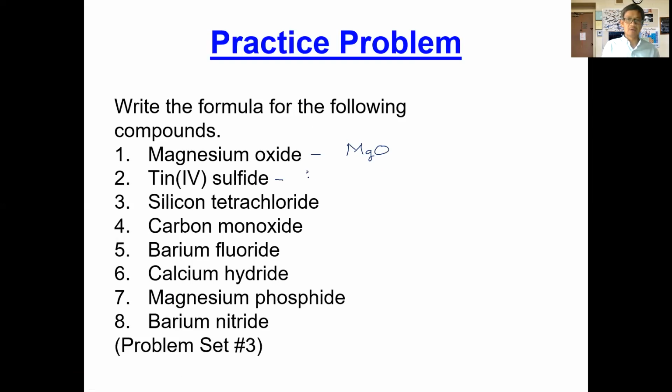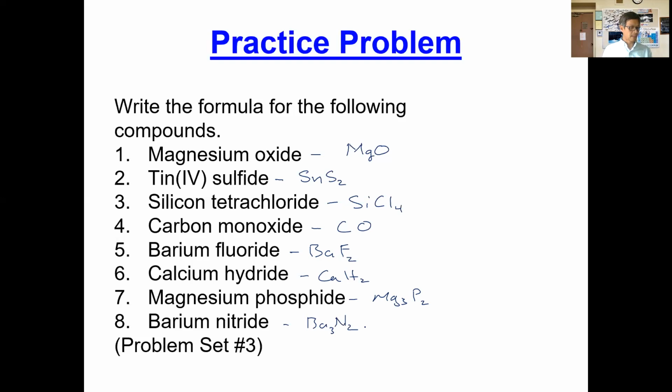Make sure you write down these answers here on your paper, okay? That way you can have something to work off of, and also so you can come by and get your questions answered. So please make sure you write these down. Magnesium phosphide is Mg3P2, then barium nitride is going to be Ba3N2, okay?